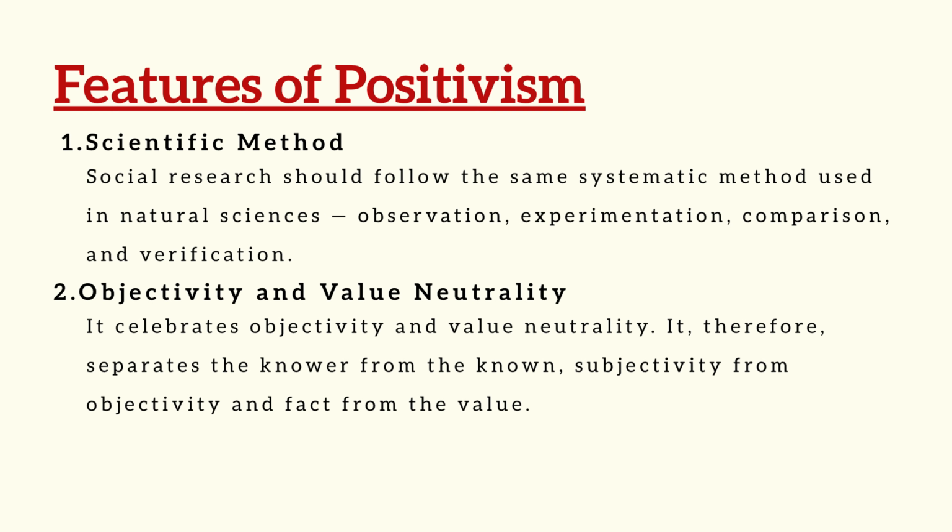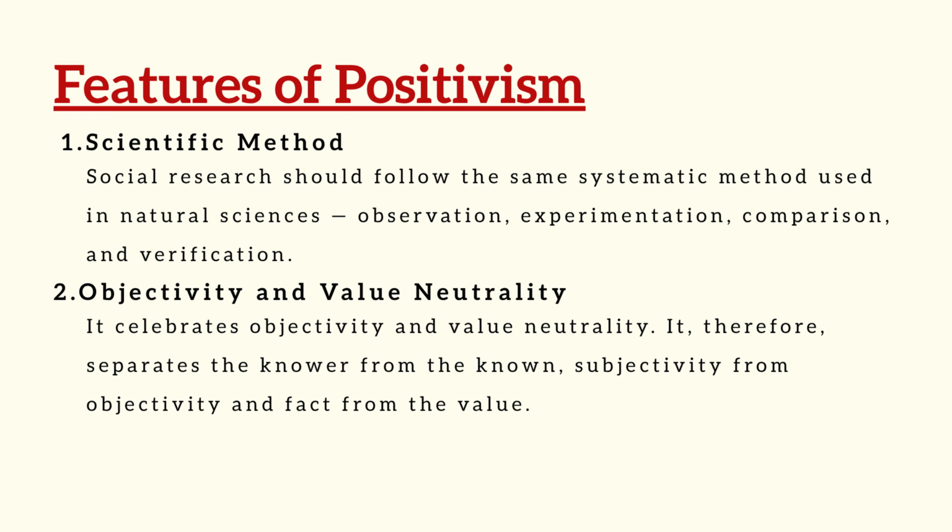After understanding what positivism means, let's now look at its core features, the main principles that define how positivist research is conducted. The first and most fundamental feature of positivism is its belief in the scientific method. Positivists argue that the social research should be as systematic and logical as research in natural sciences. So, what does this mean in practice? It means that a sociologist should study society by following the same step-by-step scientific process used by natural scientists. This involves four main stages: observation, experimentation, comparison, and verification.